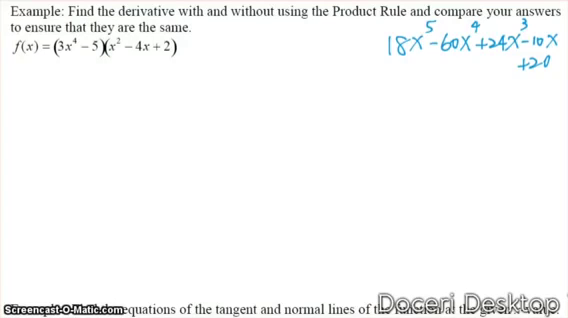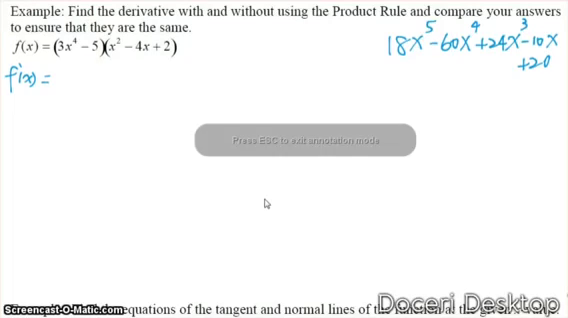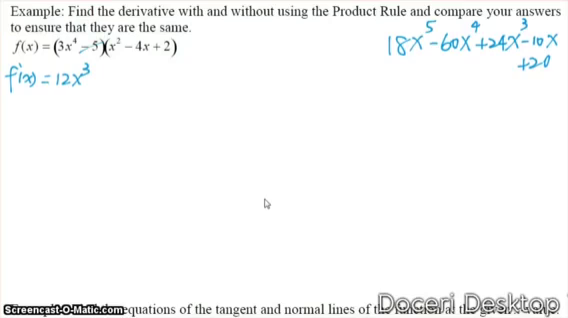f prime x, symbol correct. This one becomes 12x cubed. This one cancels out, it's not there. Second term, copy it down, 4x plus 2. Plus the first term, just copy down, 3x to the 4th minus 5. Now the second derivative: the second term has derivative 2x minus 4. That's the first step.